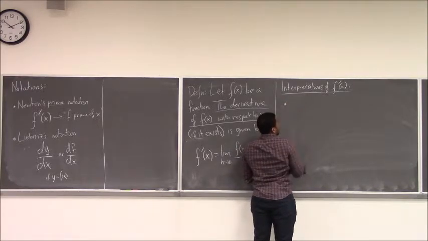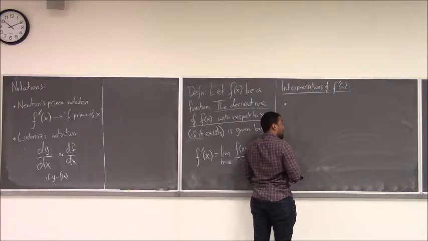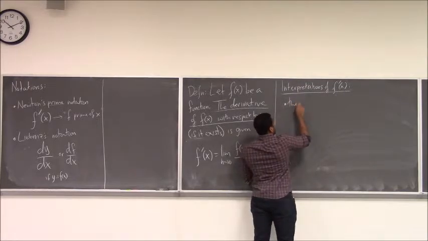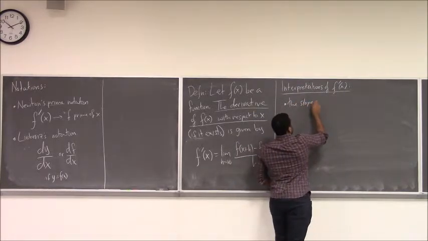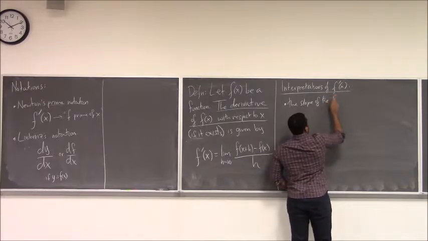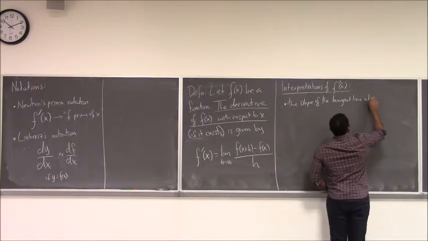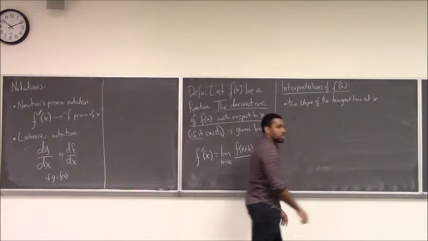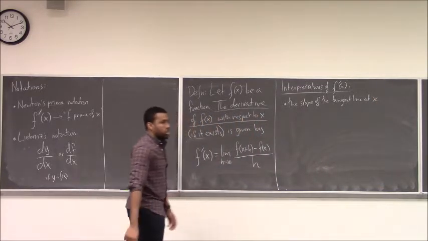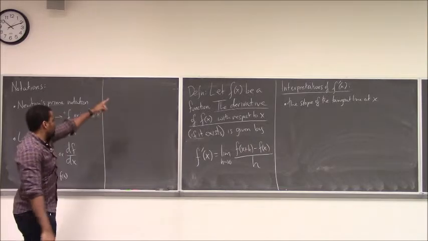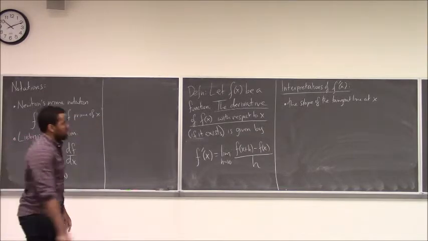So here are some interpretations. The first basic one is the geometrical interpretation. This is the slope of the tangent line at x. That's your first geometrical interpretation. That's essentially what we wanted to do, the slope of that pink line that approximated a curve.